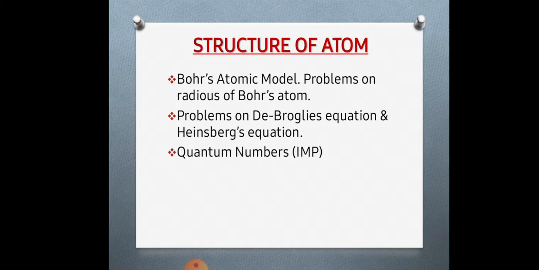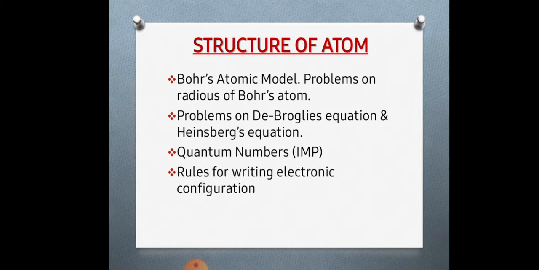The third very important concept for the KCET is quantum numbers. So already you know there are four important quantum numbers: principal, azimuthal, then magnetic quantum number, as well as the spin quantum number. So the quantum number concept is very important for the KCET.